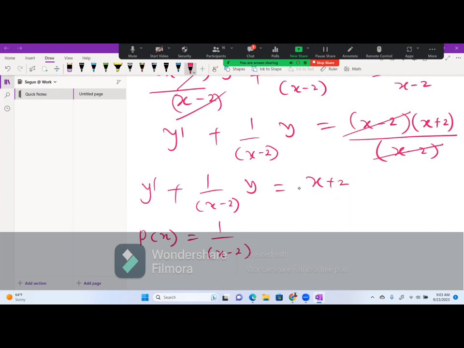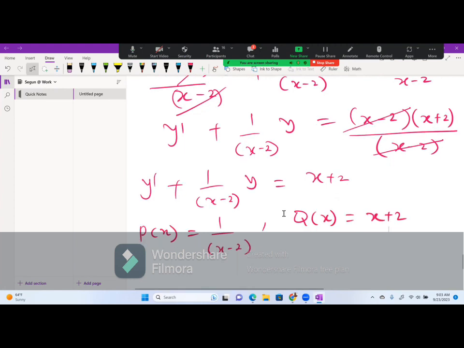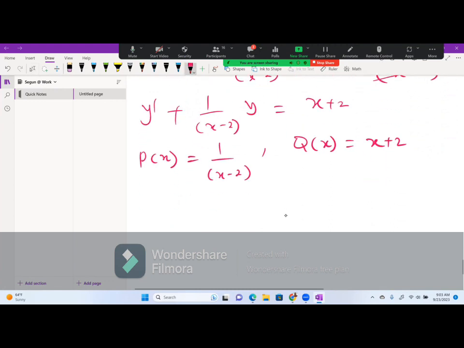Then our q of x will be what? Our q of x will be x plus 2. So we can substitute it. We can do our integrating factor to be what? Integral of p of x dx is equal to the integral of 1 over x minus 2 dx, so the exponential of the integral of 1 over x minus 2 dx. So when you find out, what do you have?